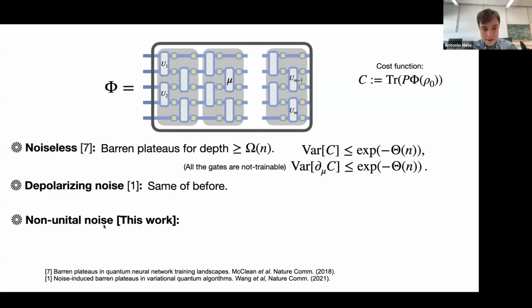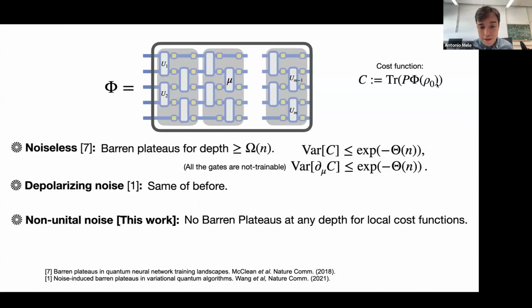However, let's see what happens with non-unital noise, which is the subject of our work. In the same framework, where we assume that the 2 qubit gates are sampled randomly from the uniform distribution over the 2 qubit gates, we show that we have no barren plateau at any depth for a local cost function, which we'll see in a bit. What does local cost function mean? Precisely, it means that the variance of the cost is Omega(1), a constant. That means that if you randomly sample your circuit, it is likely to find a point that is far from your mean. So you don't have an exponential concentration like in this case.